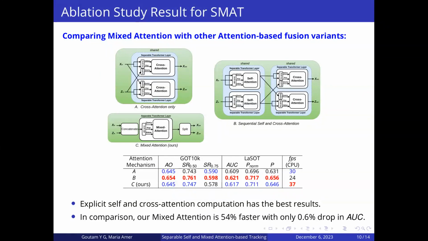Similarly, mixed attention is not the only way of using the feature. There are other options such as using cross attention or using a sequential combination of self and cross attention. And we observe that the sequential self and cross attention gives the best results. However, with mixed attention, which only approximates this operation, we observe slightly inferior results. However, in comparison, our mixed attention is around 50 times faster on a CPU, while with a drop in performance of around 0.6%.